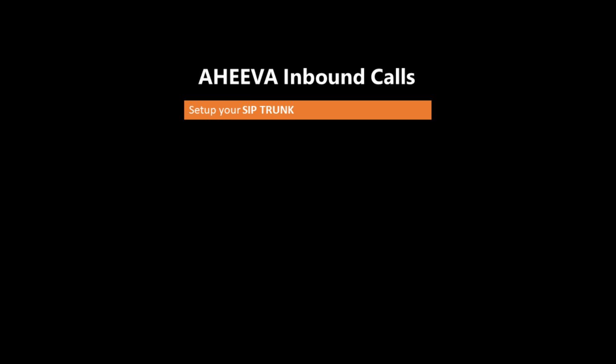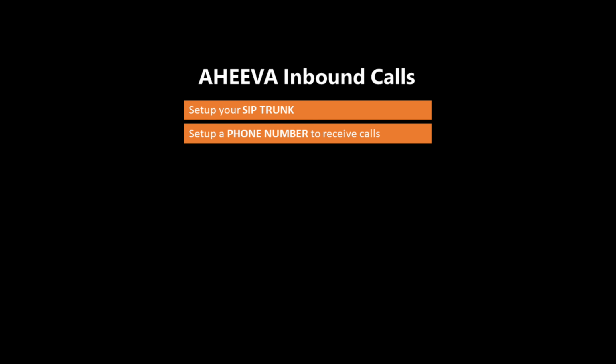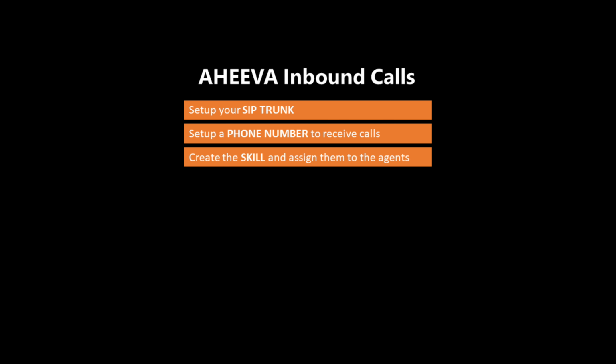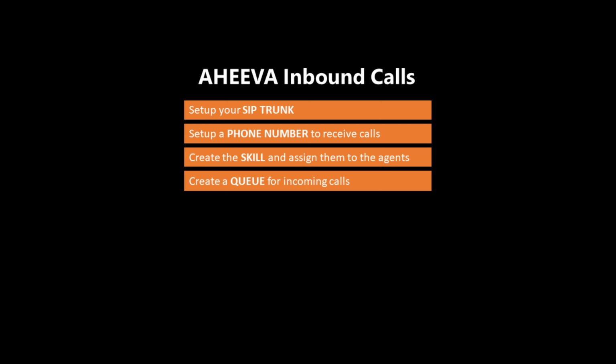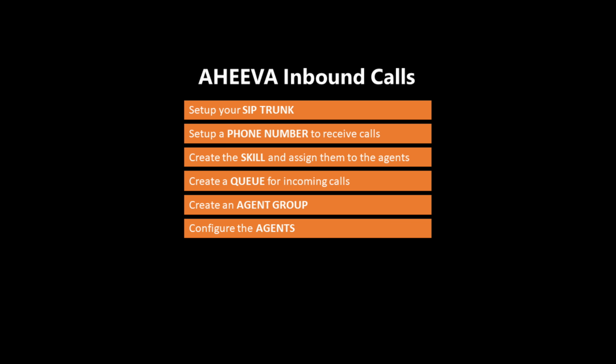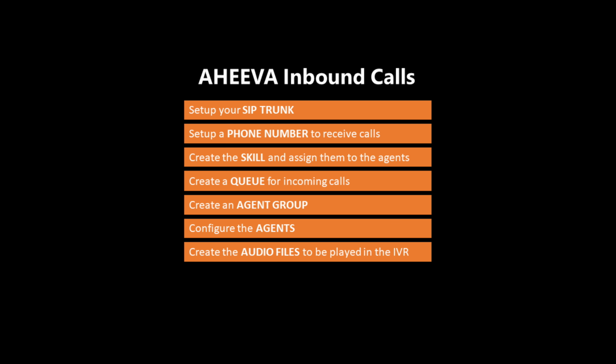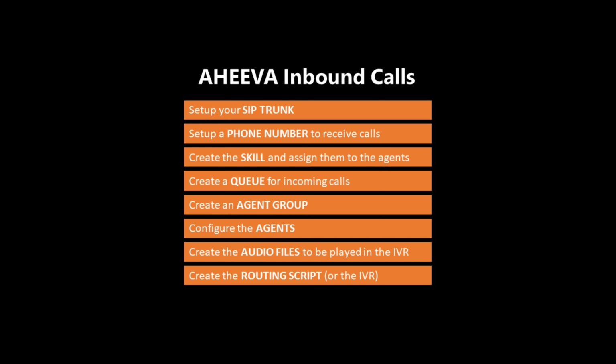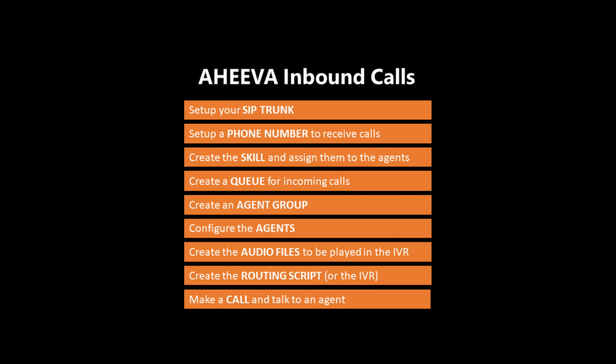First, make sure you have a SIP trunk set up. Then purchase a phone number to receive calls. Then create the skills. Create an inbound queue. Create an agent group and the agents. Create the sound files to be played in the IVR for prompts, hold music, and announcements. And finally, create the routing script, or the IVR. Actually, as a last step, make sure to make some calls to test the IVR and talk to an agent.